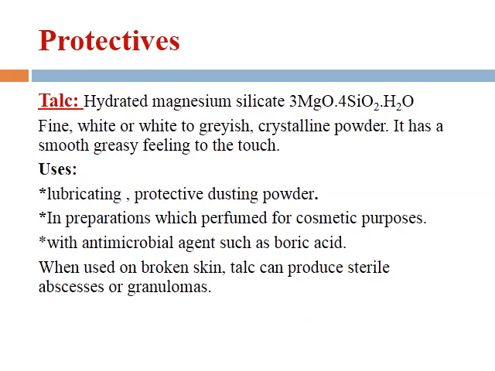The first example of a protective agent is talc, which is hydrated magnesium silicate, a fine white to grayish crystalline powder with a smooth, greasy feeling to the touch. It is used as a lubricating protective dusting powder, and also in preparations used for cosmetic purposes. With antimicrobial agents such as boric acid, when used on broken skin, it can produce sterile abscesses or granulomas.